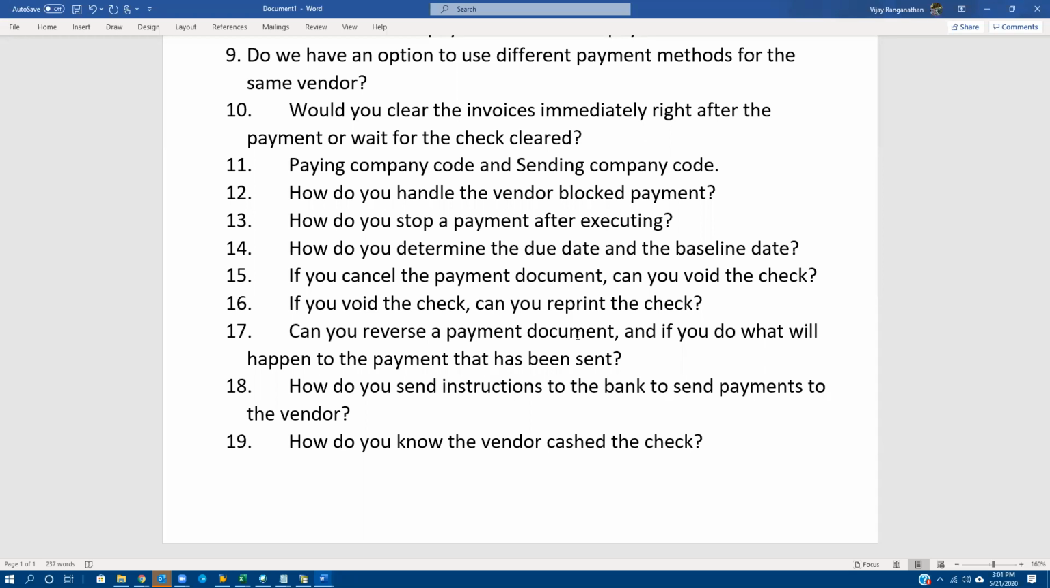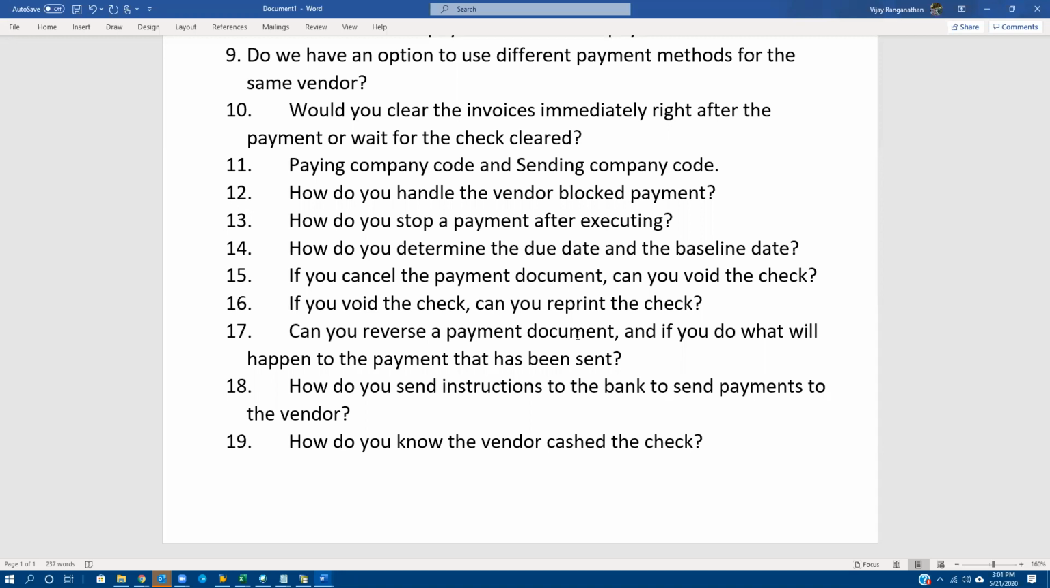Because that is his operating currency, right? When he sends an invoice, he will send it in Mexican pesos. Now, when I take the invoice and put it in my system, my document currency will be Mexican peso. My operating currency will be US dollar because I'm running a company in US dollar. That's the company code currency, right?